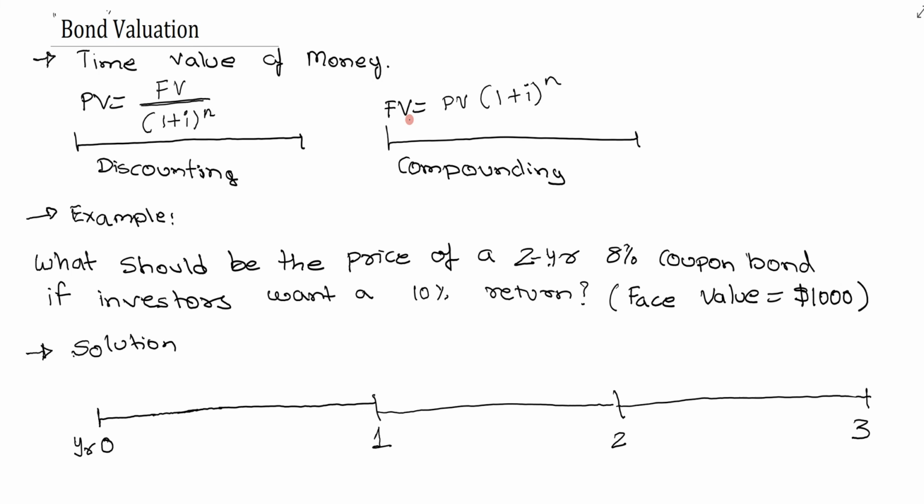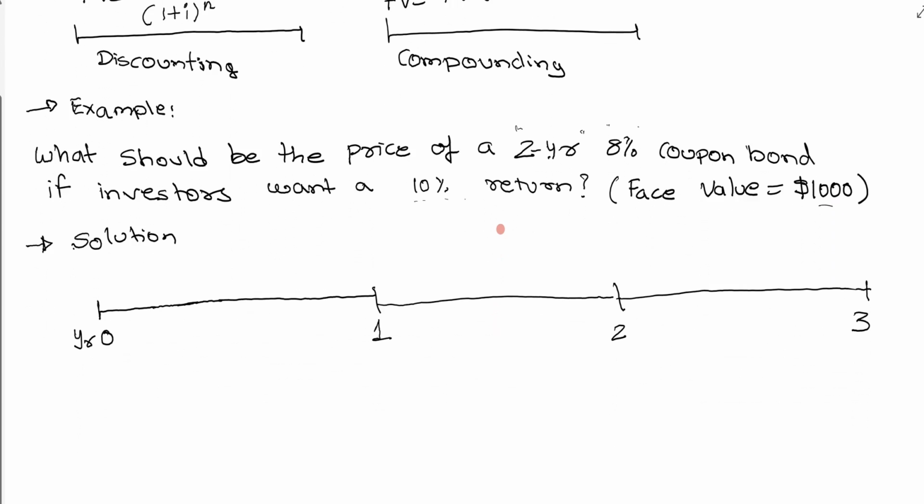So let's take an example. What should we pay for the price of a bond which is going to mature in 2 years and gives us an 8% coupon, given that we want a 10% return? For simplicity, we'll assume that this is an annual coupon payment bond. Typically, it's semi-annual. We'll also assume that the face value of the bond is $1,000. So what price should we pay for this 2-year 8% coupon bond, given that we want a 10% return?